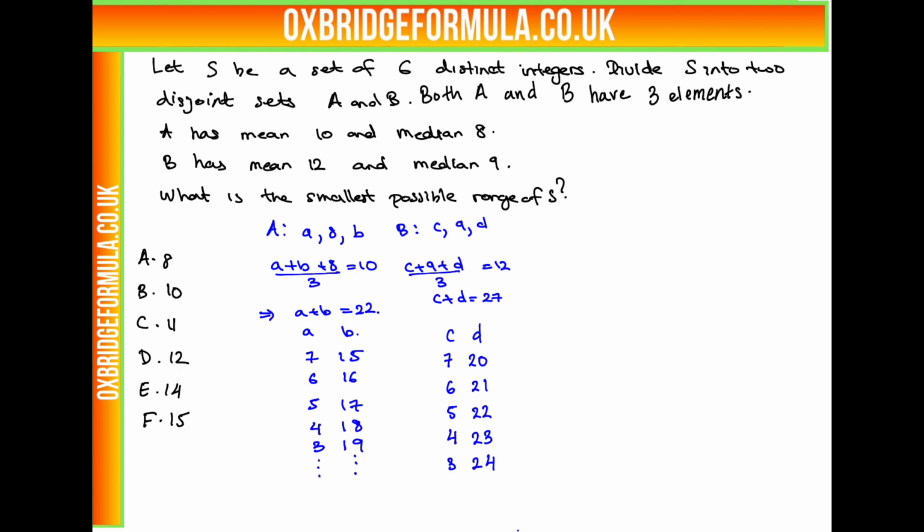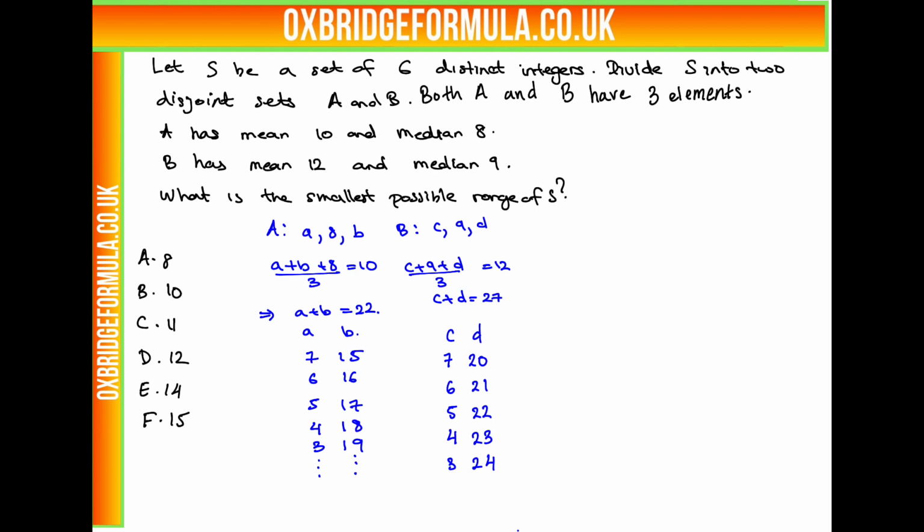Again, if we look at the possibilities that c can take, then c cannot take the value 8 because 8 is already in A. And c cannot take the value 9 because 9 is already in B. And we're told we have 6 distinct integers. So that means c can take value 7, 6, 5, 4, 3, and so on. These are the corresponding values of d.